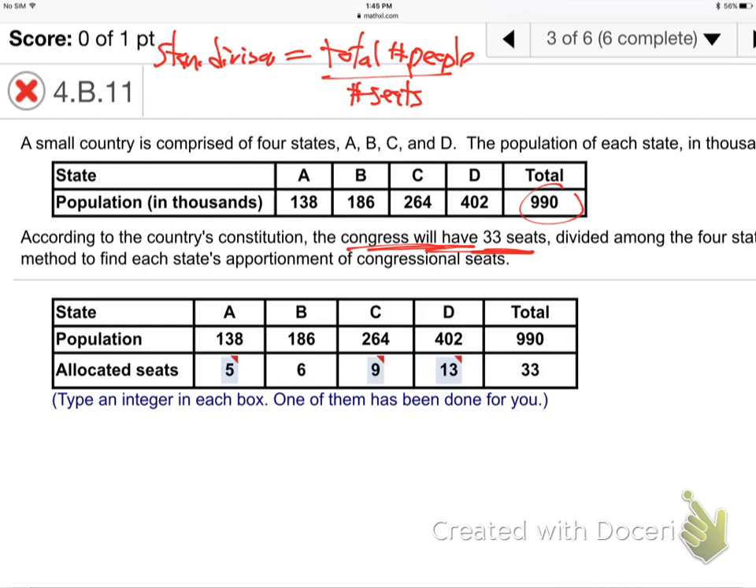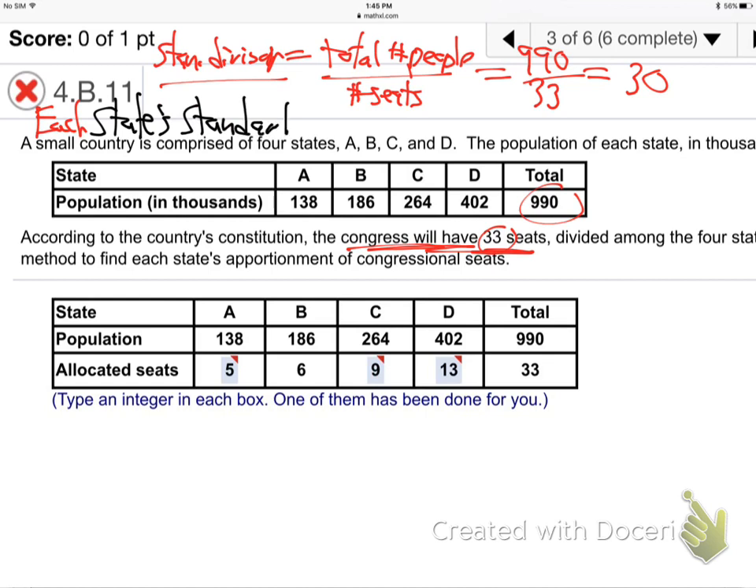So in this case, total number of people, 990,000. It's all in thousands, but I'll just use 990 over 33 seats. So we divide that, we got 30, right? So the standard divisor was 30. And then what do we do with that standard divisor? We take each state's standard quota. Quota is like, what you get, what you should get fairly. Standard quota is their population divided by the standard divisor.